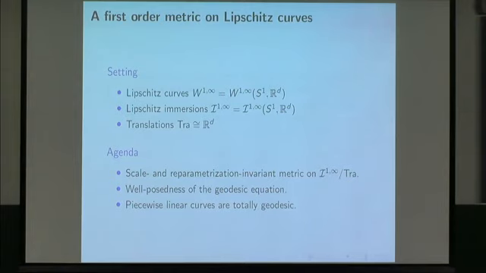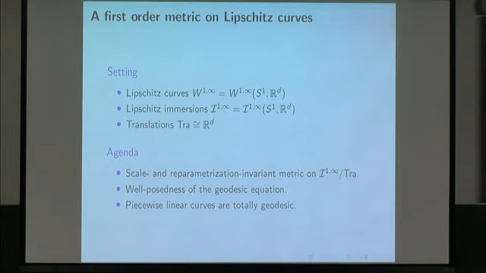So now I am describing this metric on the space of Lipschitz curves. The Lipschitz curves, we write them as Sobolev or Besov space W^{1,∞}. So it is once differentiable from S^1 into R^d, and the derivative is in L^∞. Yes, this contains Lipschitz curves. So we have Lipschitz immersions. We will define them shortly. And then we have to factor out translations, which we call tra, because it's so funny.